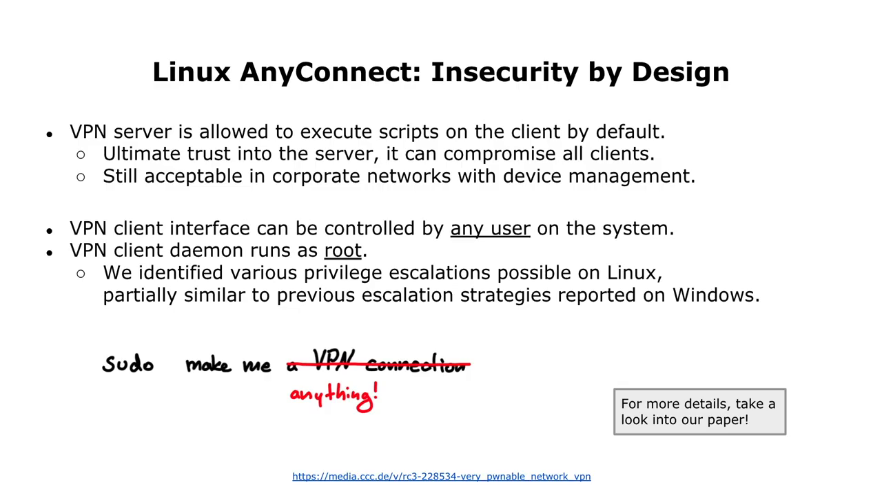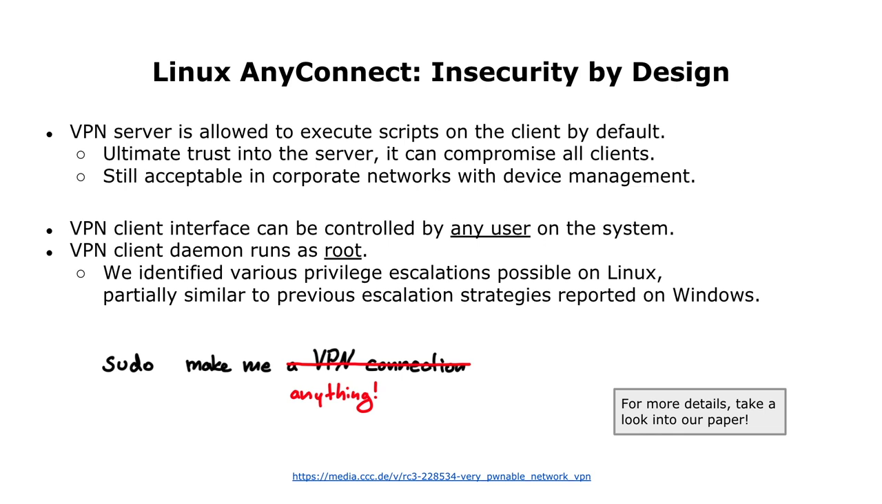The Linux AnyConnect client has very dangerous design primitives. First of all, the VPN server is allowed to execute scripts on the client. This is reasonable in some corporate setups, but not in most use cases. Moreover, the VPN client interface can be controlled as a normal user, but interacts with a daemon that runs as root. This is required on Linux to configure network interfaces.